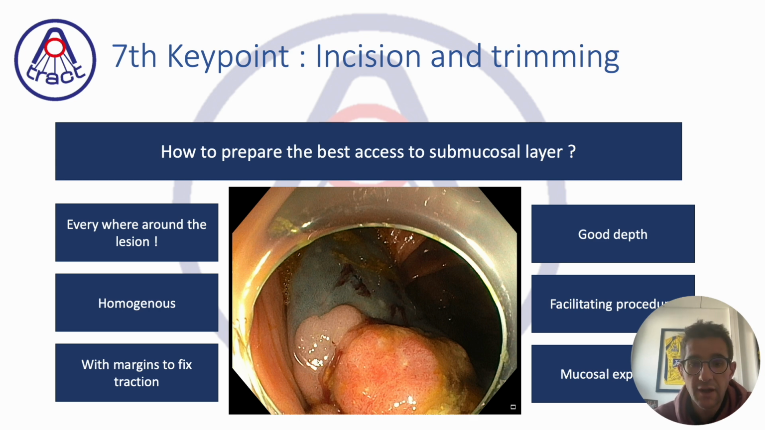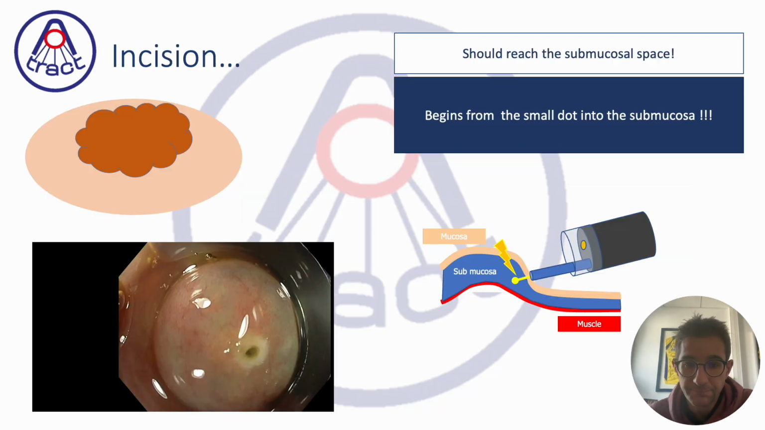Incision and trimming: how to do the best submucosal access. You should do it everywhere around the lesion, homogeneously, everywhere at the same depth, with relatively large margins to fix the traction, a good depth, facilitating your procedure, and with a good mucosal exposure. And I invite you to see the episode about incision and trimming in the ESD school if it's not clear.